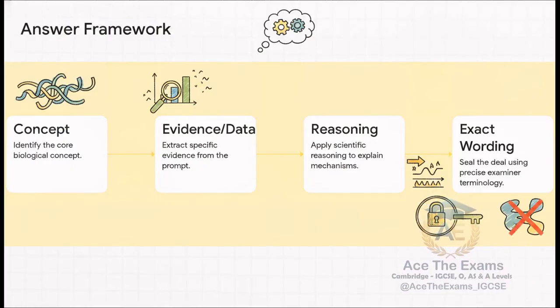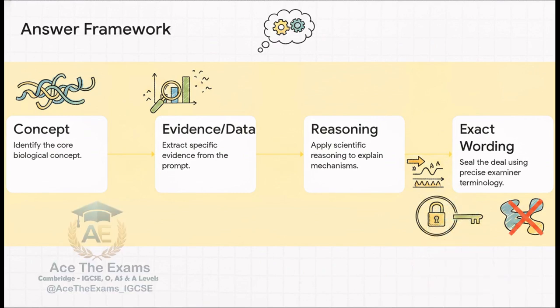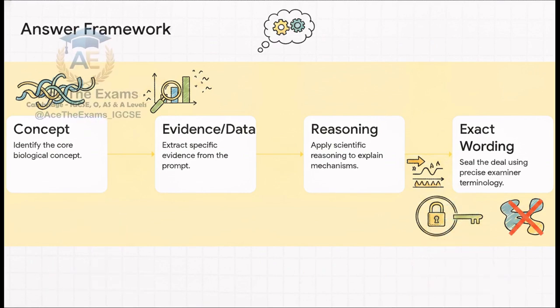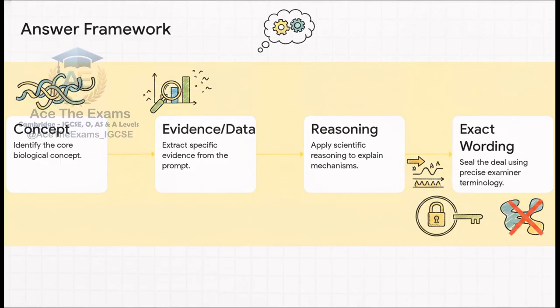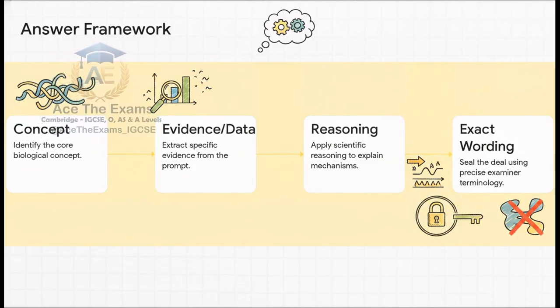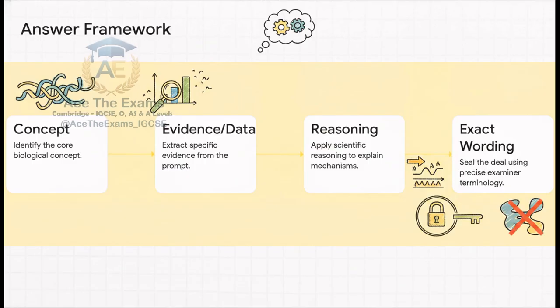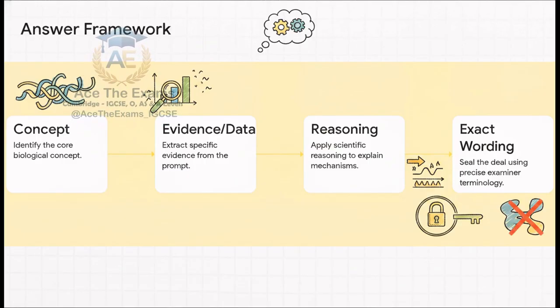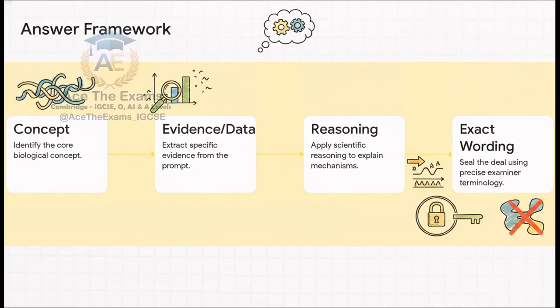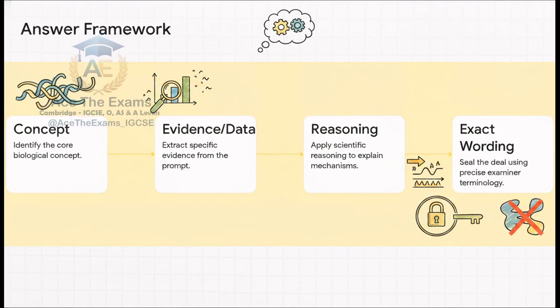If you lock this specific 4-step narrative structure into your mind, I promise you'll naturally trigger the mark scheme requirements for literally any protein interaction question. It's like a cheat code. Start with step 1, identify the biological concept, like tertiary structure, for example. Step 2, pull the exact evidence or data from the prompt to back it up. Step 3, apply your scientific reasoning to explain the actual mechanism, like how thermal energy breaks very specific bonds. And finally, step 4, you seal the deal using exact examiner wording, tossing in phrases like denaturation of the active site or enzyme substrate complexes can no longer form.